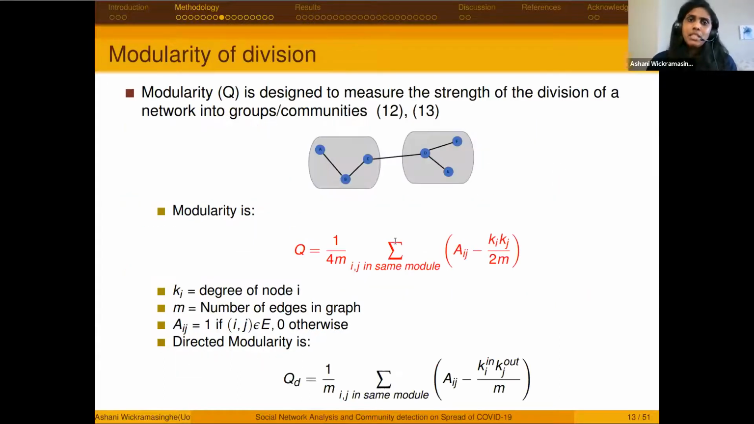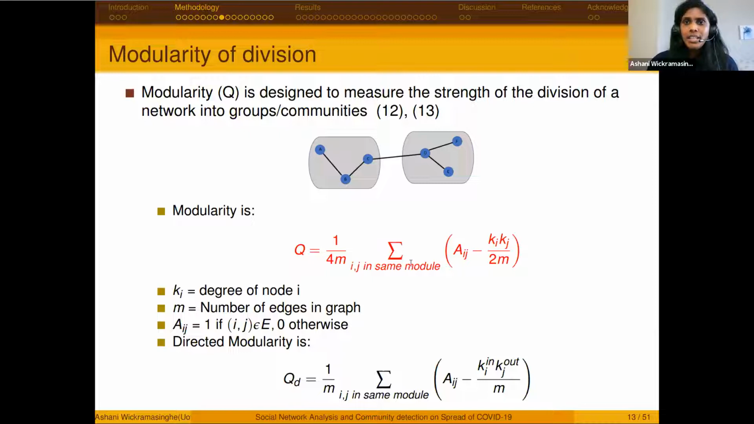So most of the community detection algorithms are based on modularity. Before going to algorithms, I will explain what modularity is. It measures the strength of a division of a network into groups. Here you can see the equation to measure the modularity.